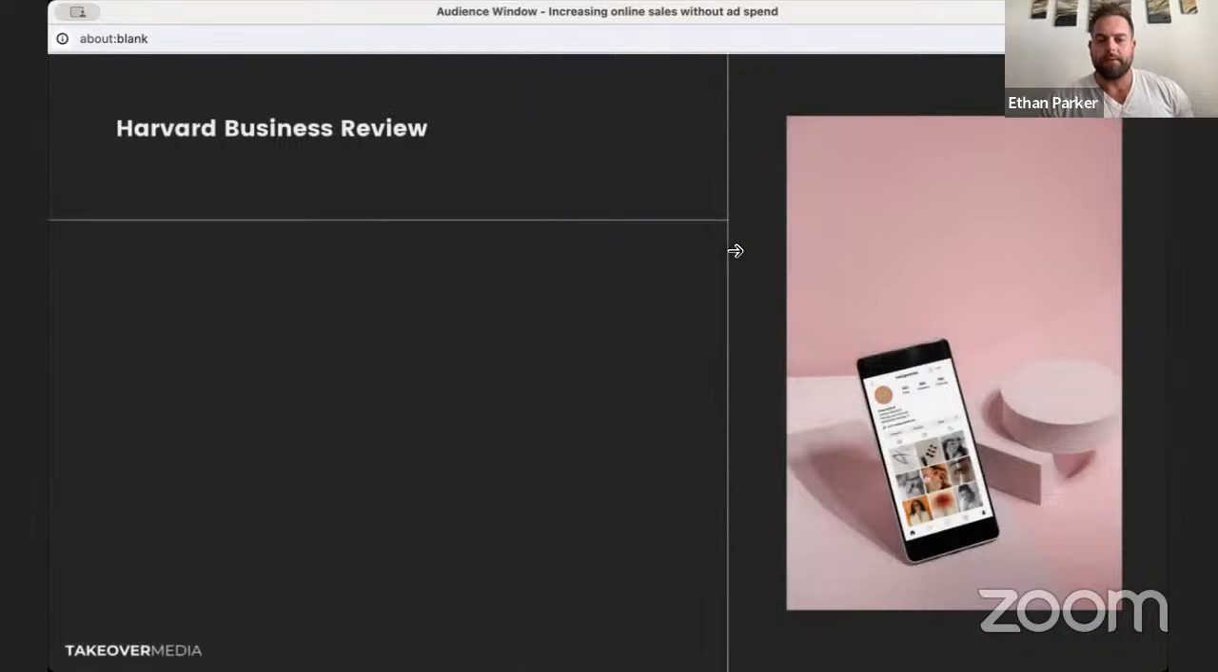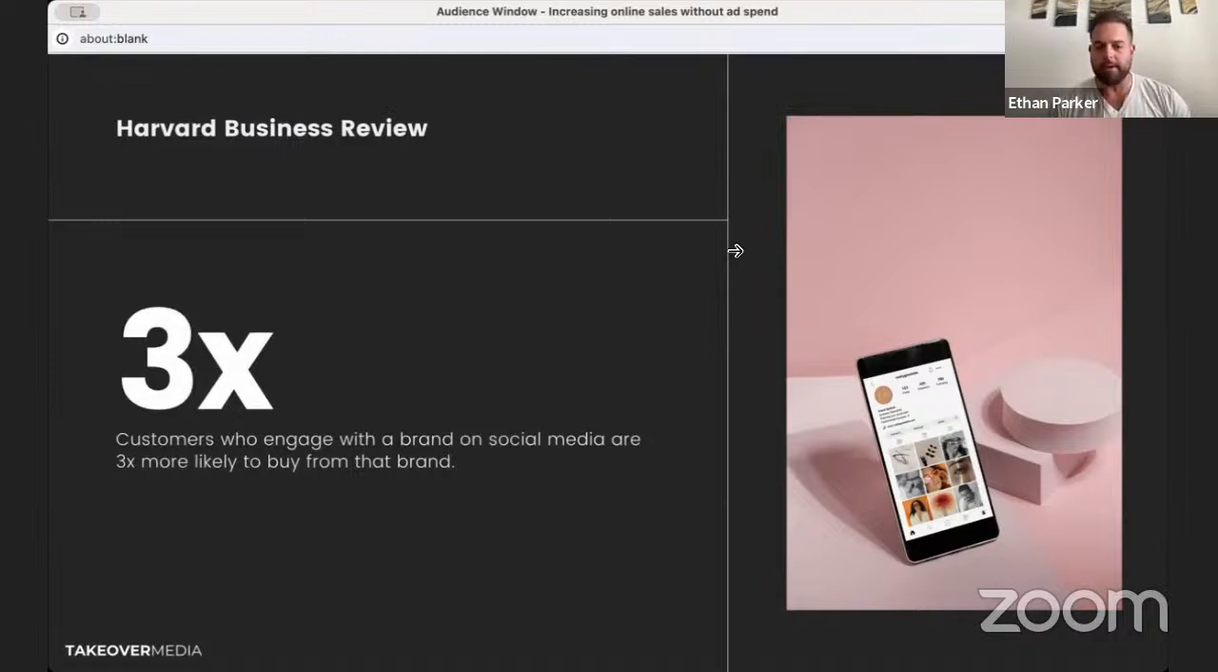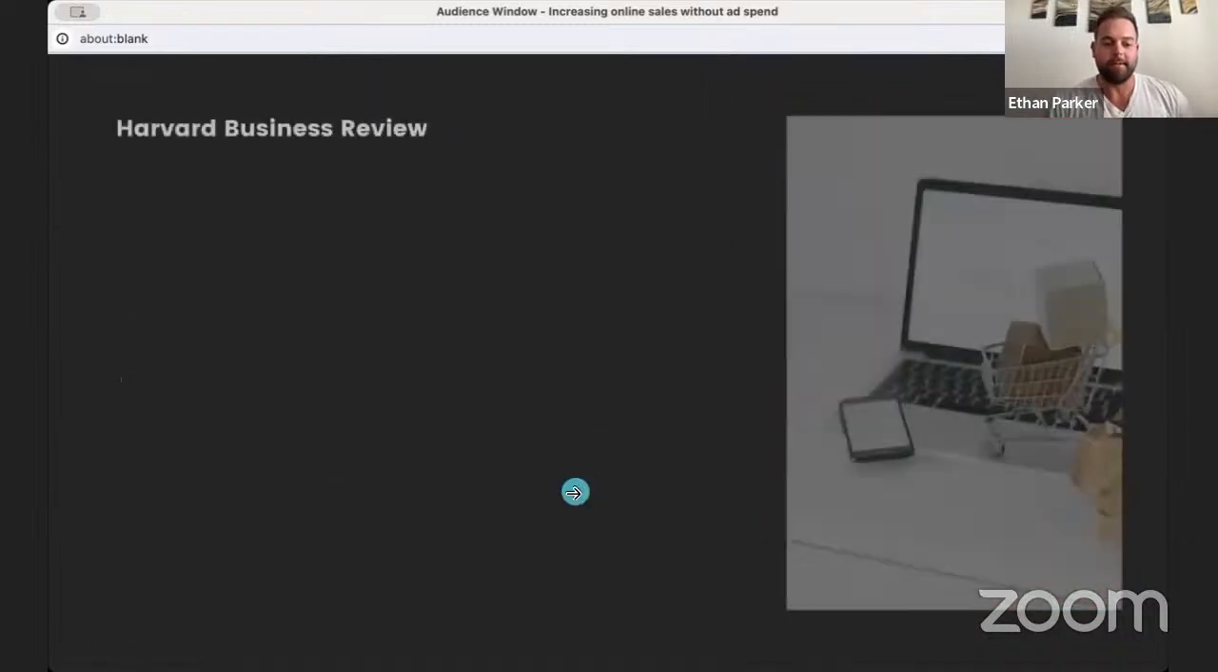So just a couple things to keep in mind. This was a study from Harvard Business Review. Customers who engage with a brand on social media are 3 times more likely to buy from that brand. There are obviously higher quality studies done, but this is a good enough proof point here. It can be very impactful. It's about building trust and credibility and awareness. And you want to build a relationship with that person as much as you possibly can in the world that we live in. But it has a really direct impact.